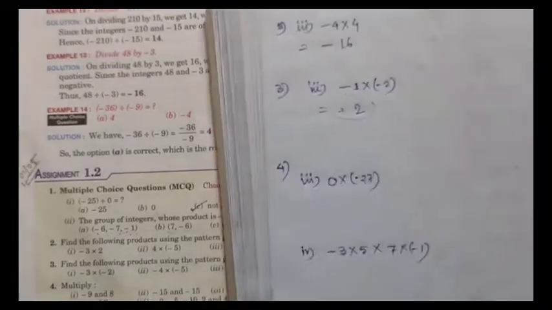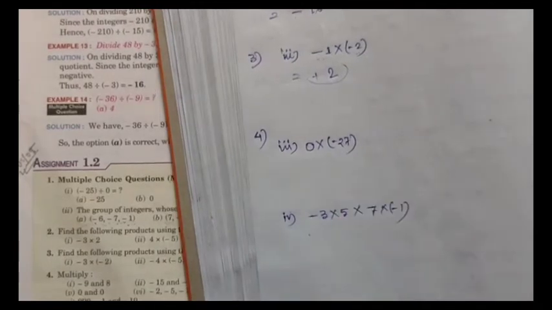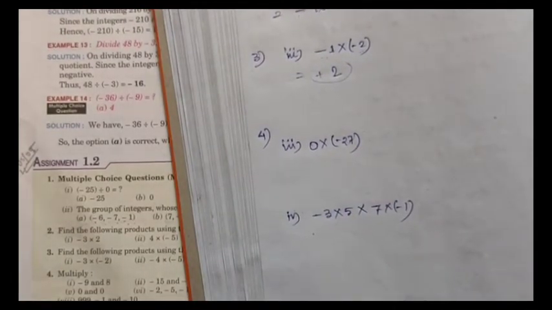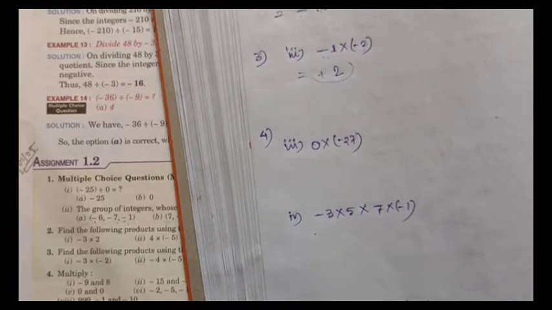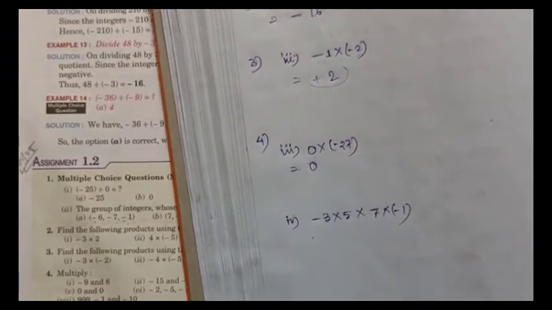Next question, question number 4, multiply. Here some integers are given, you need to multiply these integers. Question number 4 1, 0 multiplied by 27. As you have learned, any integer multiplied by 0 gives 0. If I multiply any integer by 0, we will always get 0. So the answer will be 0.